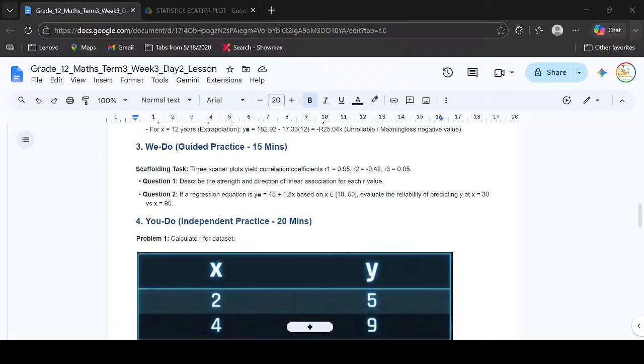The strength is about the number. Fill your knowledge cup. If R is 0, the dots are all a mess. No correlation there. You don't even have to guess. 0.1, 0.2, that's a weak connection.